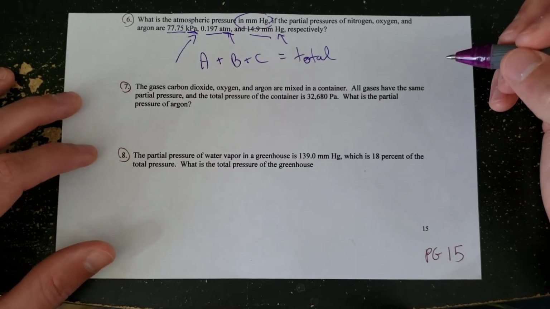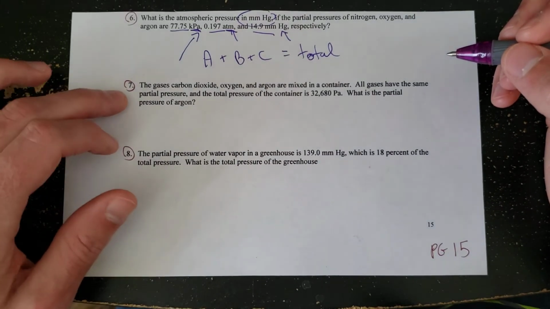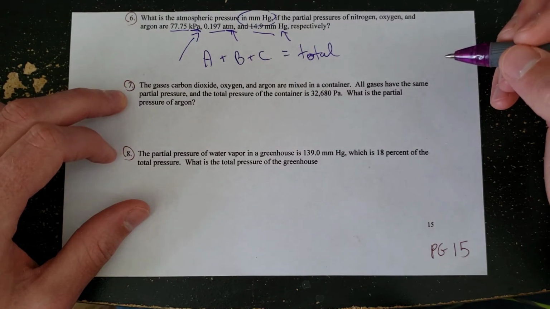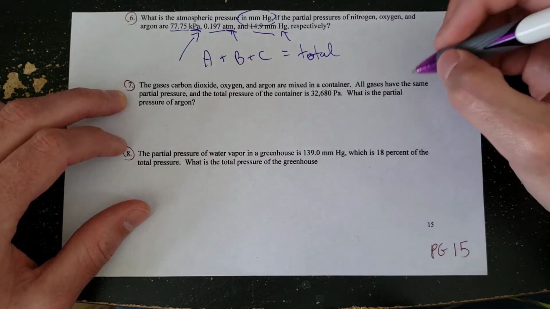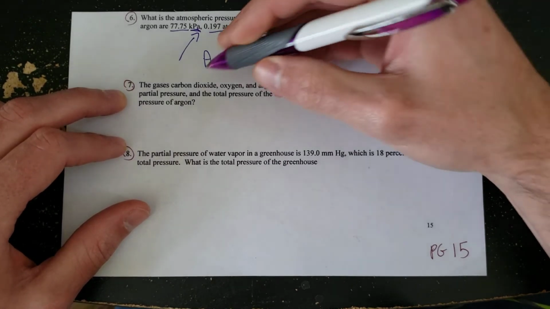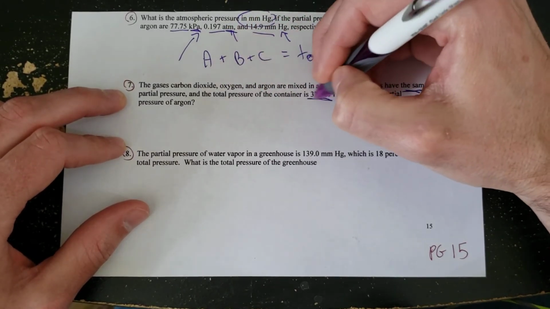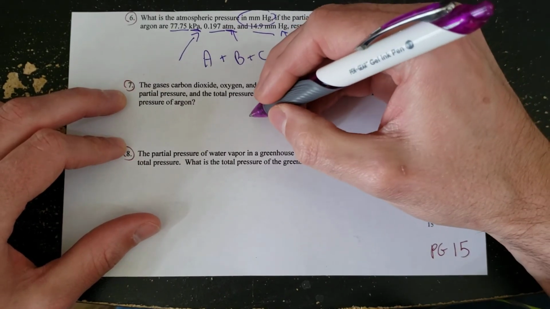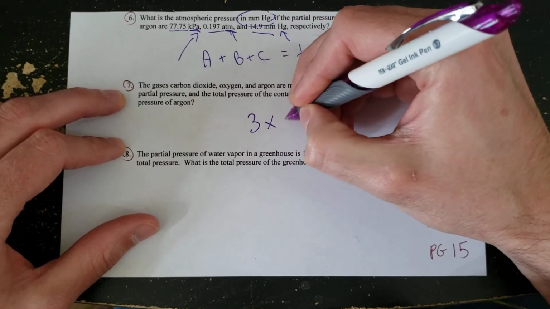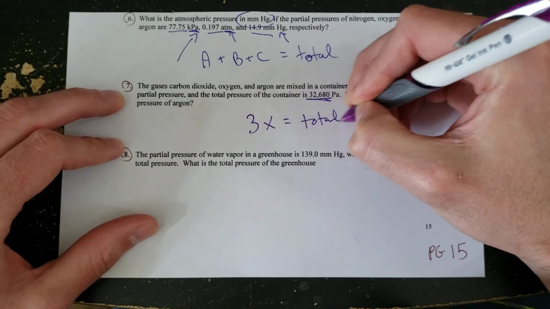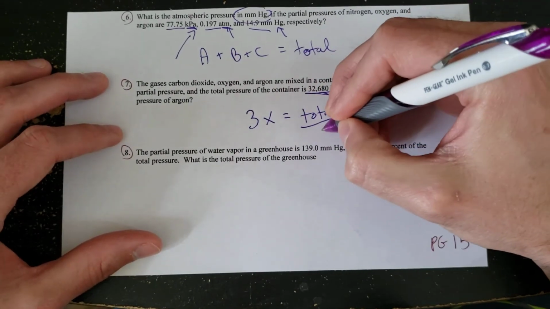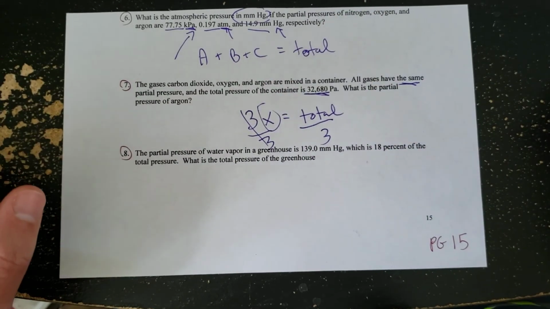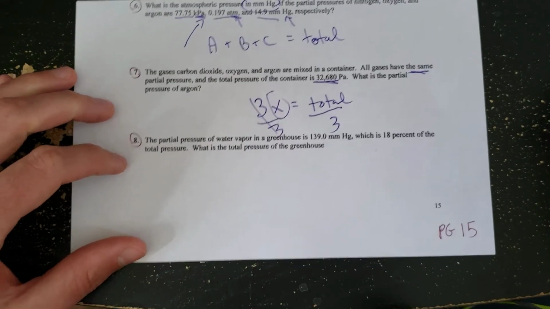Number 7 here asks that we've got carbon dioxide, oxygen, and argon. They're all mixed. They all have the same partial pressure, and the total pressure is this 32,000. So to answer this one, all you need to do is 3 times x equals the total. In other words, it's just the total divided by 3 equals the partial pressure of each of them. Very straightforward, just dividing by 3.